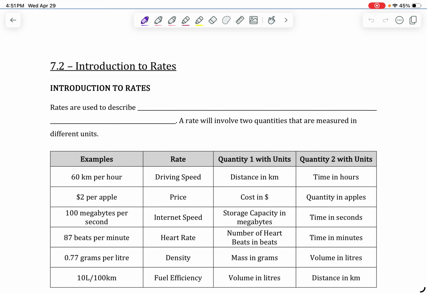Hello, grade 11s. We are going to talk about an introduction to rates. Now, when we talk about rates, we have to probably describe what the heck a rate is.